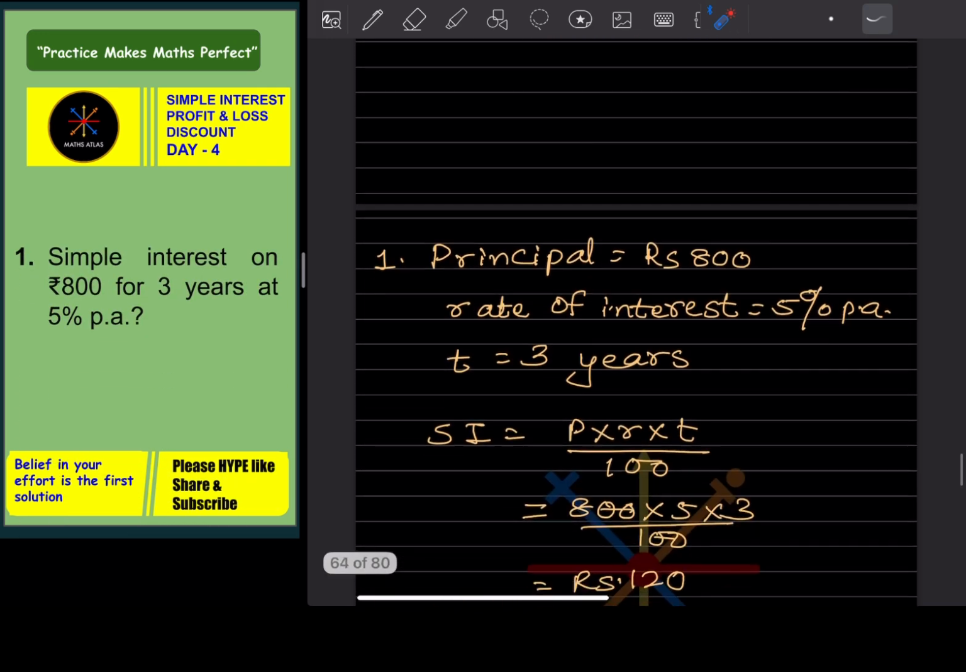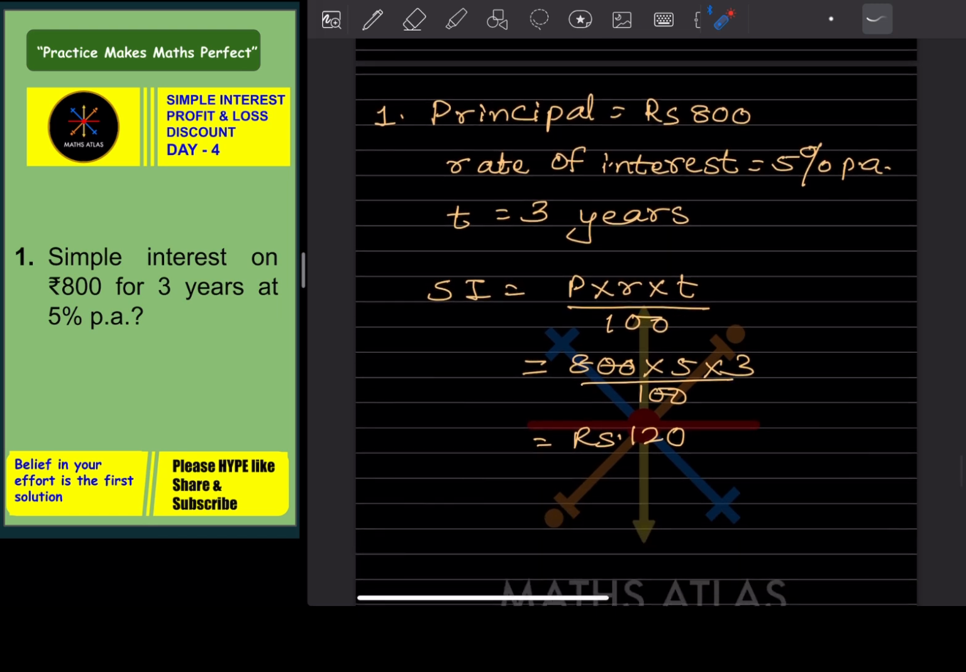So we'll go for question number 1. The question is given on the left hand side. Simple interest on rupees 800 for 3 years at 5% per annum. So on rupees 800 means the principal is given as 800. Rate of interest is given 5% per annum, and T, that is the number of years, is 3 years. So we have a formula for the simple interest, that is P into R into T by 100. So here this is going to be 800 into 5 into 3 by 100, which is going to be rupees 120.